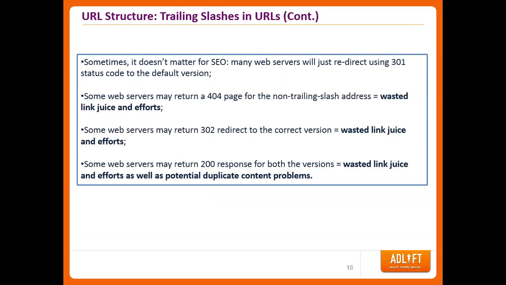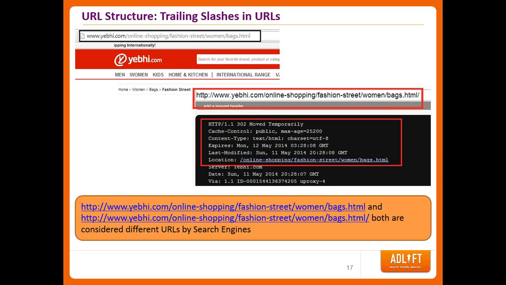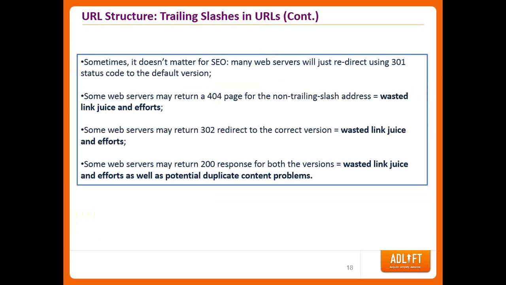So for your trailing slashes, the best practice is to 301 redirect. Some people don't serve any URL with these trailing slashes, which is like wasting your URL efforts. So make sure you don't throw a 404 when someone adds the trailing slash at the end of the URL. A 302, like we have seen in the example of Yebhi, is wasting link juice and your efforts. And a 200 is like serving a different page to the search engine with the same content. It's like creating duplicate content and indexing issues for your website.